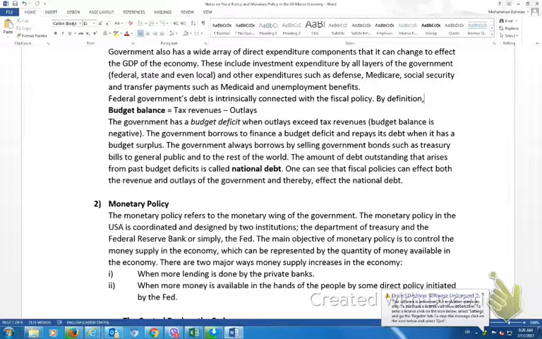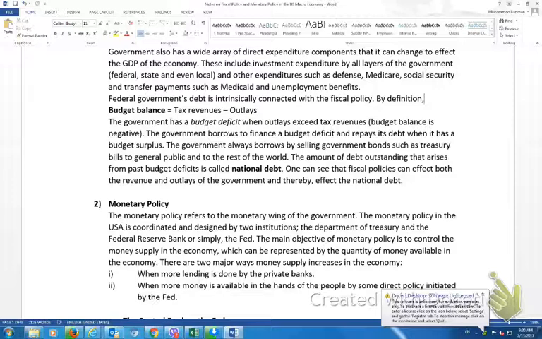The Fed, or the Federal Reserve Bank, is going to be the focal point of our discussion today when we talk about monetary policy. The objective of monetary policy is almost always the same. It is designed to control the money supply in the economy, which can be represented by the quantities of money available in the economy. Now, there are two major ways through which money supply can be increased. One is when more lending is done by private sector banks, so people have more money at their disposal, and money supply increases.